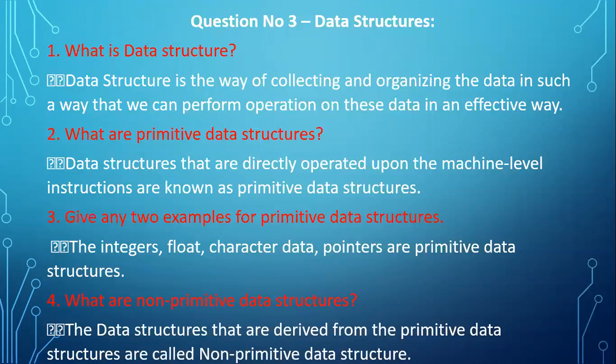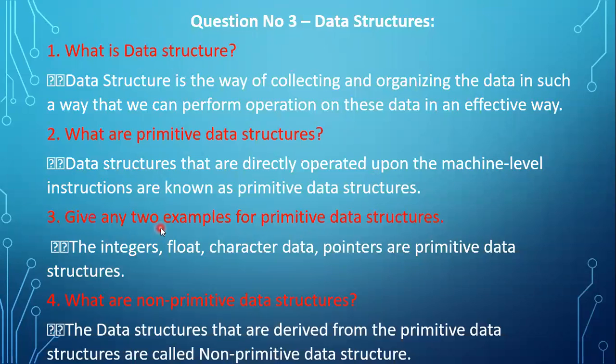Question number 2. What are primitive data structures? The answer is: data structures that are directly operated upon by the machine level instructions are known as primitive data structures. Example: int, float, etc.